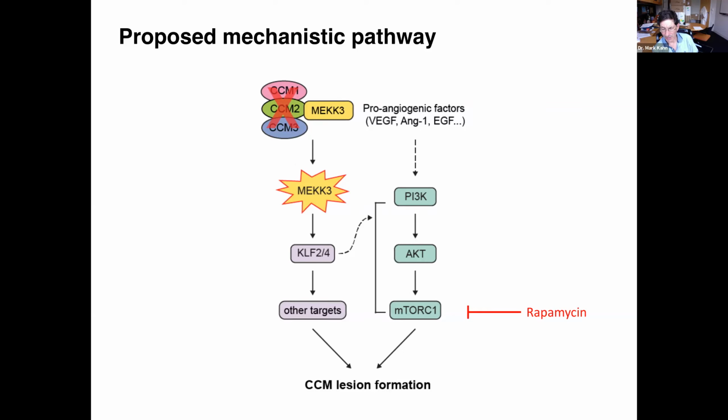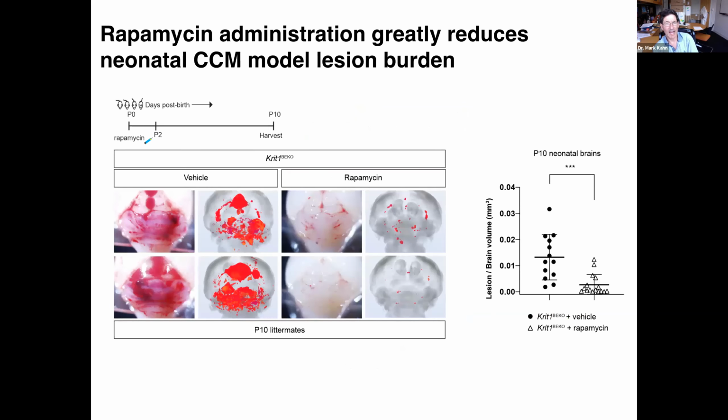And I'll finish with just a little bit of a teaser for translational work. We know that, as I showed you, mTORC1 is the critical effector that we've been able to see with phospho-S6 activated with all of these genetic changes. And rapamycin is a well-described and FDA-approved antagonist of mTORC1. So what happens if you give rapamycin? If you give rapamycin to the neonatal model, you get a very dramatic reduction in CCM formation.